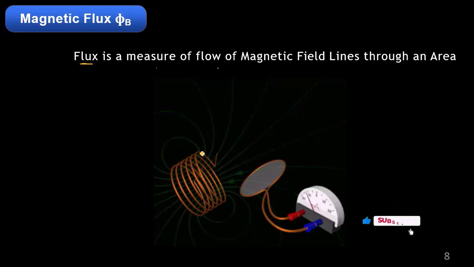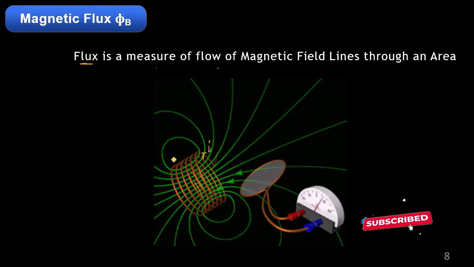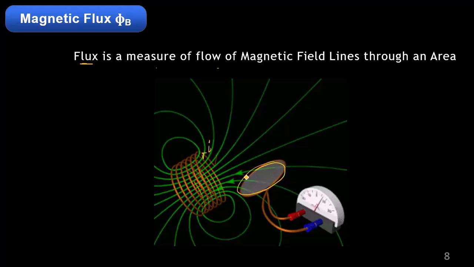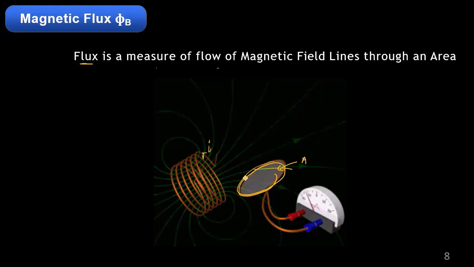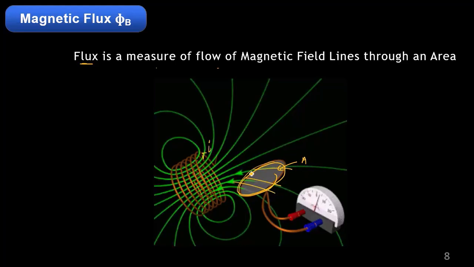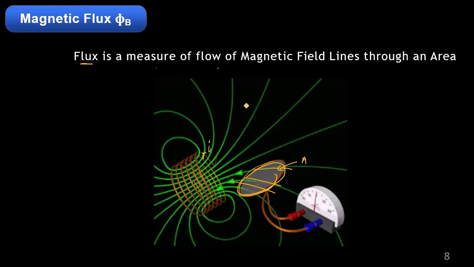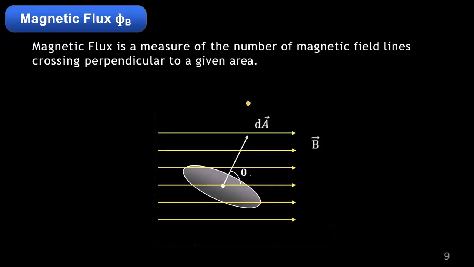If I say through this coil, let us say, a current I is flowing, this coil is generating some kind of magnetic field. These magnetic field lines are crossing through this area. If I count the number of field lines crossing this area, that gives an estimate of the magnetic flux. So magnetic flux is a measurement of this. Flux is the measure of the number of magnetic field lines crossing perpendicular to a given area.